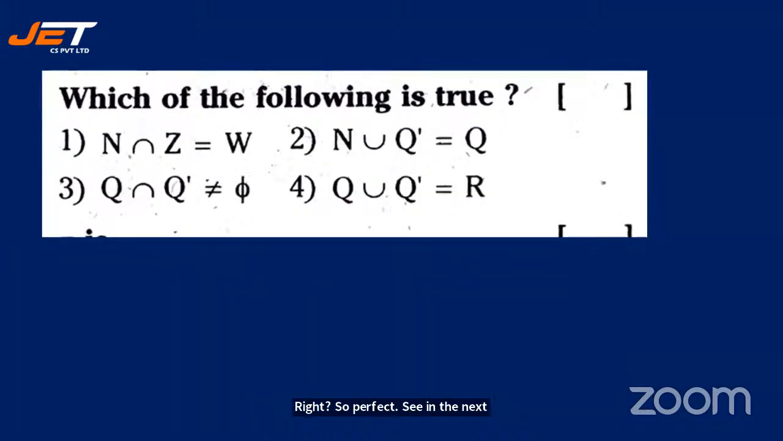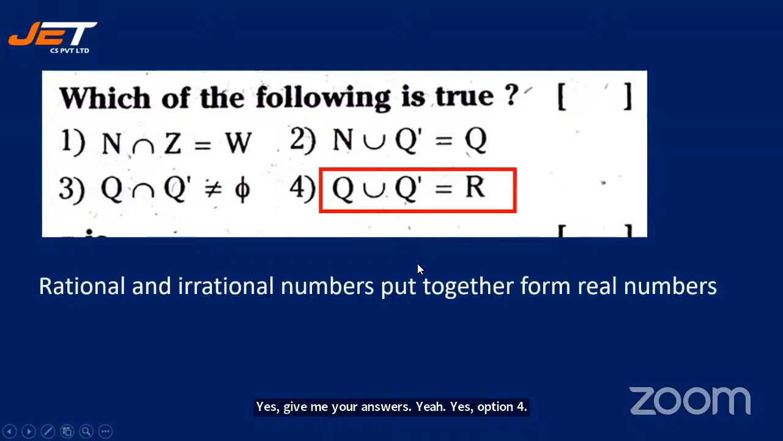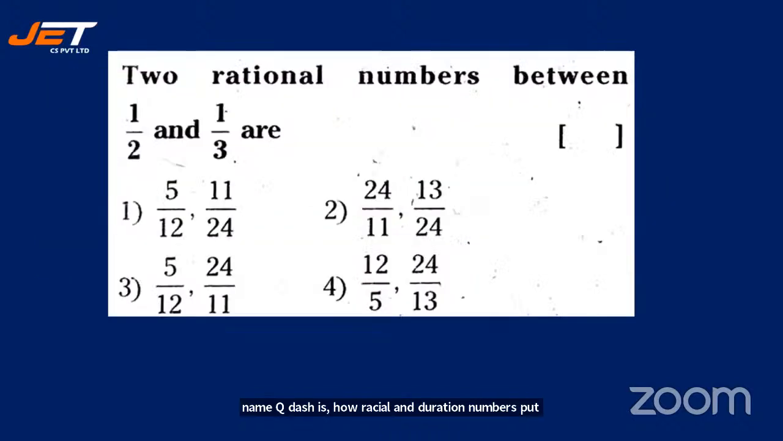Which of the following is true? You have 4 options. Option 1, N intersection Z is equal to W. Option 2, N union Q dash is Q. Option 3, N Q intersection Q dash is not equal to null set. Option 4, Q union Q dash is equal to R. Yes, give me your answers. Yes, option 4, Q union Q dash is R. Rational and irrational numbers put together form the real numbers. Yes, let's move on to the next question.